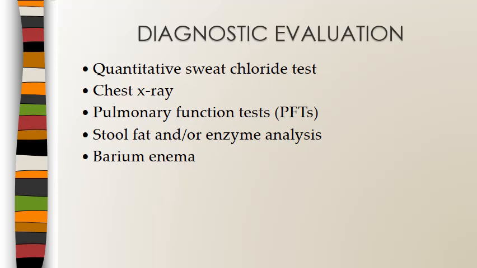We also may see pneumonia and different lung changes on chest x-ray. We can do pulmonary function tests to see how good their pulmonary function is. We can look at their stool for fat or enzyme analysis to diagnose, and we also can utilize barium enema. What we're diagnosing there is the meconium ileus or plug. It is diagnostic and also usually therapeutic because it helps relieve that obstruction.